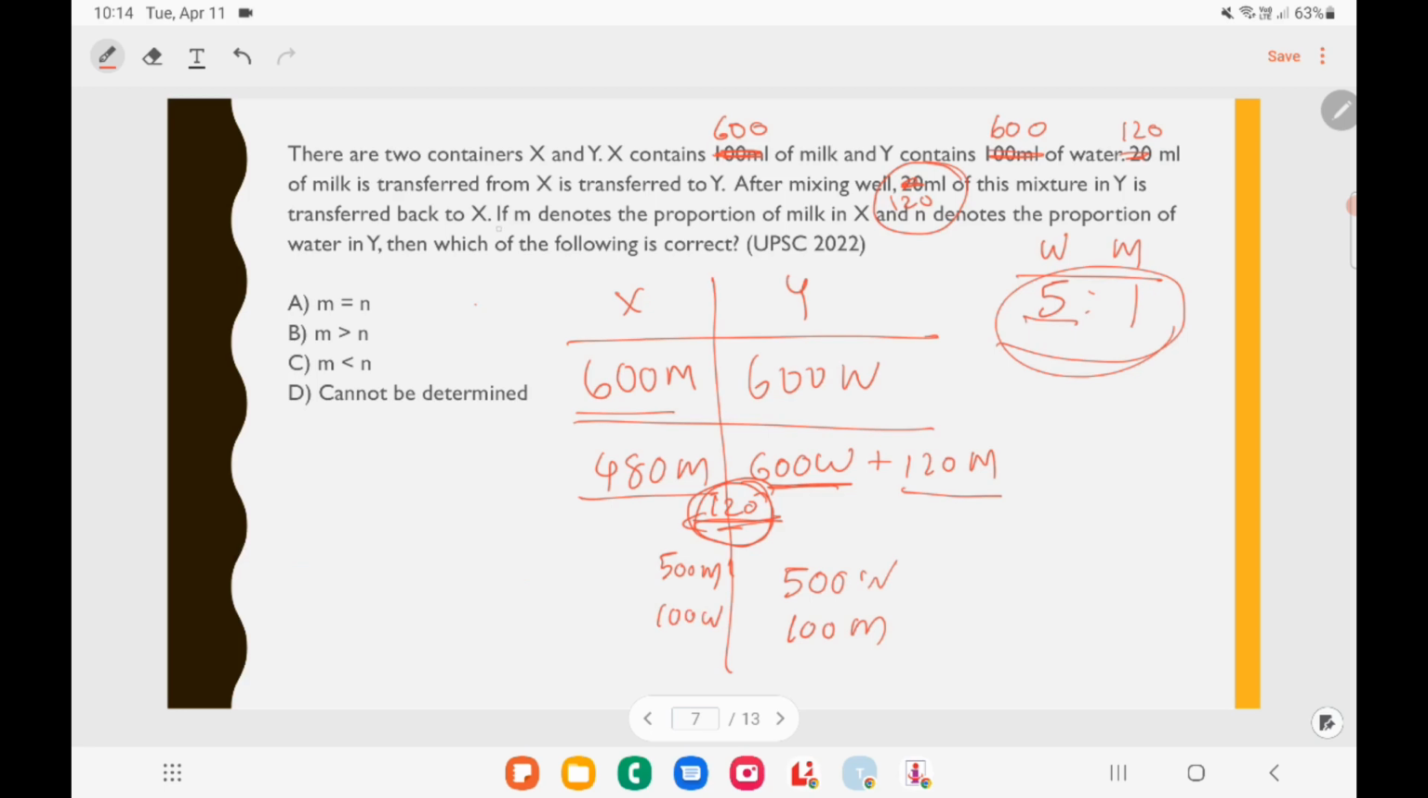Now just take this question, that is if M denotes the proportion of milk in X, that is 500, and N denotes the proportion of water in Y, it is also 500. That means M is equal to N. So if you do like this, you can make the calculations very easy. Okay, so you can adopt whichever method you like.